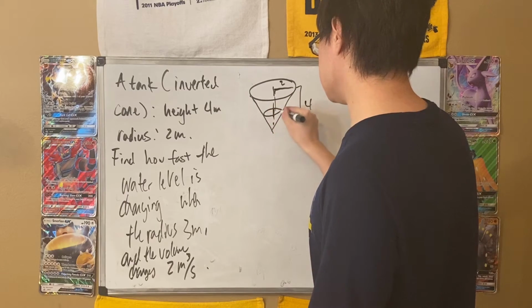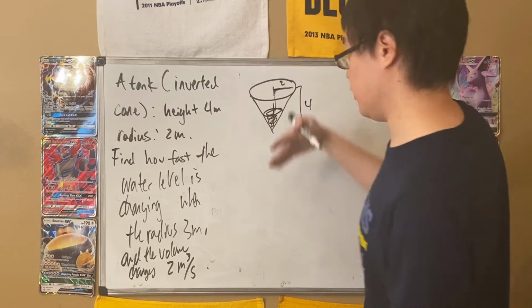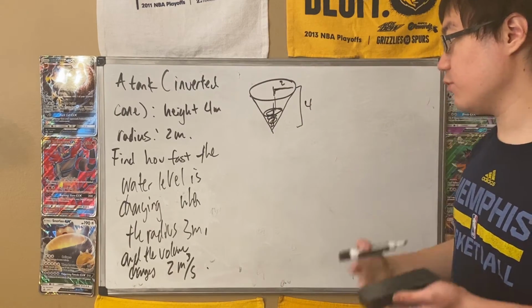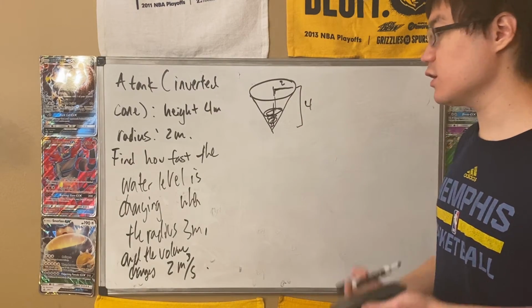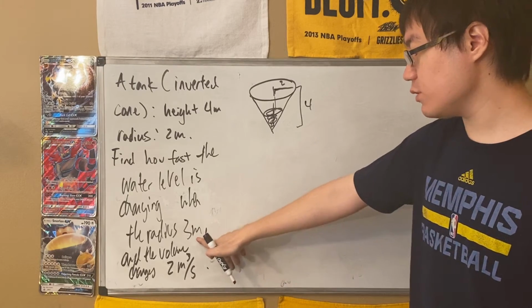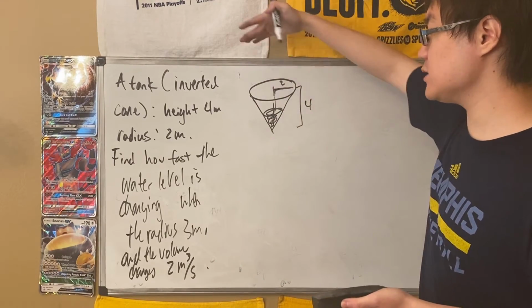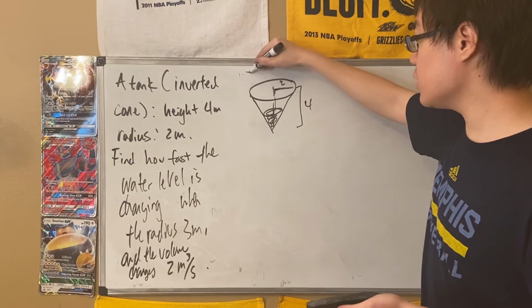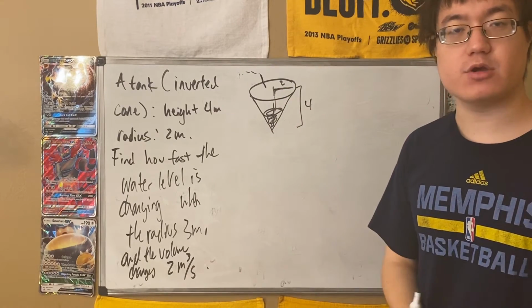So there's water in this tank, and water is coming into the tank, and we want to see how fast the water level is changing. That represents the change in the height of the water when the radius is 3 meters, and water is trickling in at a rate of 2 meters cubed per second.